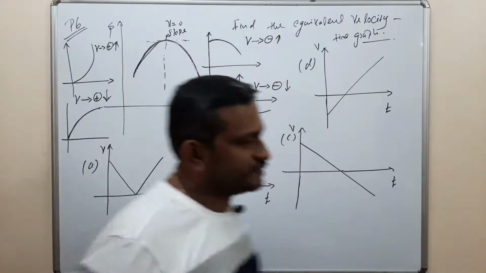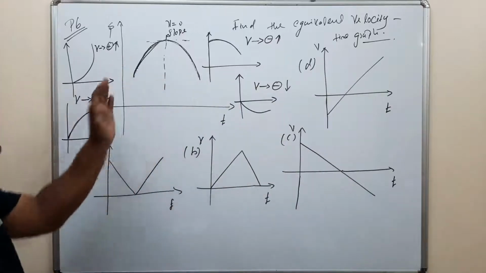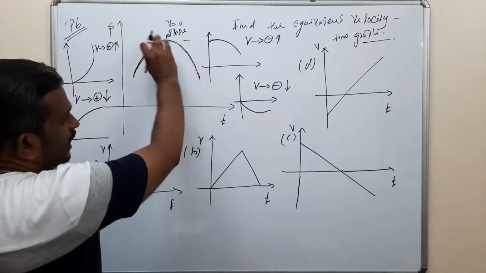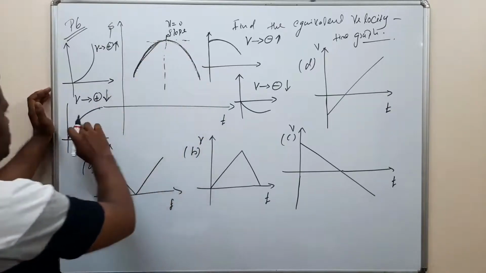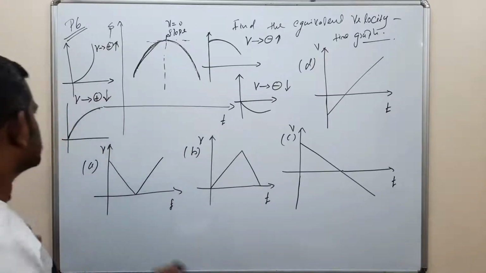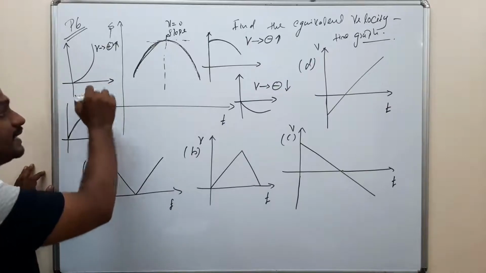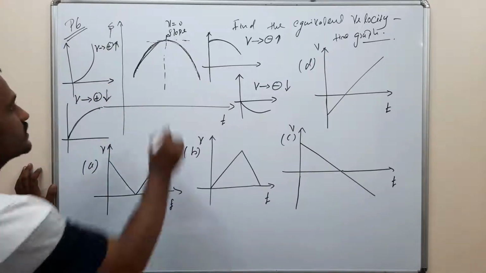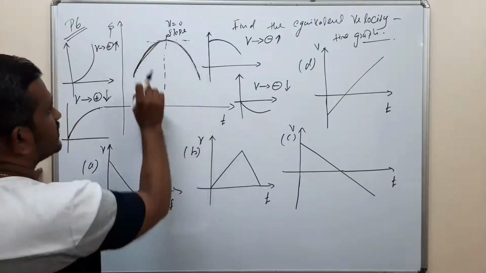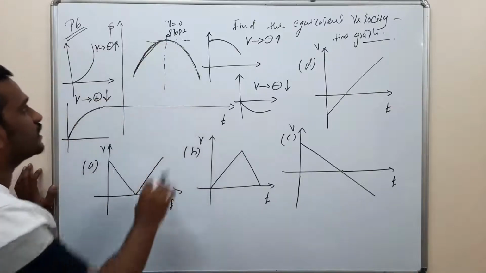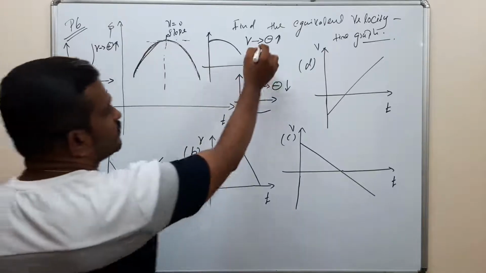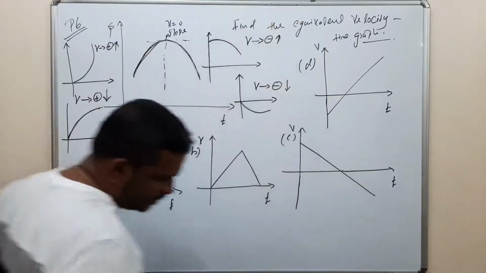Now we compare the options. The total displacement time graph is split into 3 portions. The first portion resembles this graph: velocity positive decreasing. At this point, the tangent is parallel to the time axis, so slope is equal to 0, therefore velocity is equal to 0. And this portion resembles this graph: velocity negative increasing.